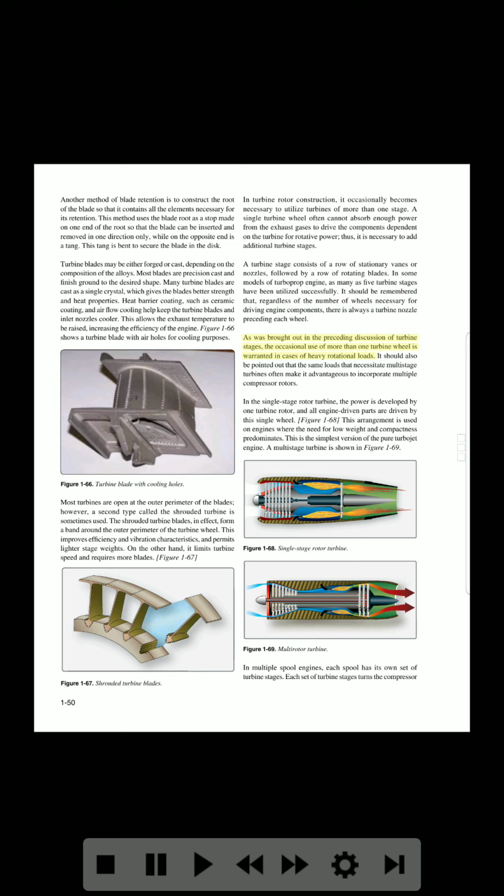As was brought out in the preceding discussion of turbine stages, the occasional use of more than one turbine wheel is warranted in cases of heavy rotational loads. It should also be pointed out that the same loads that necessitate multi-stage turbines often make it advantageous to incorporate multiple compressor rotors. In the single-stage rotor turbine, the power is developed by one turbine rotor, and all engine-driven parts are driven by this single wheel. Figure 1-68. This arrangement is used on engines where the need for low weight and compactness predominates. This is the simplest version of the pure turbojet engine.